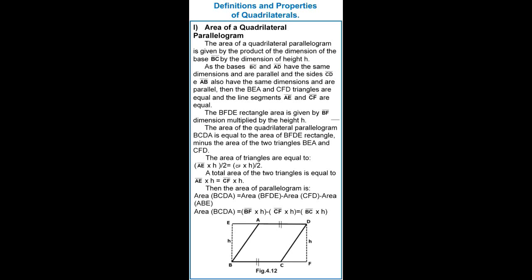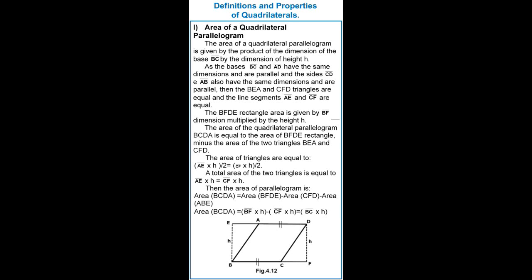In the second slide is presented the calculation of the area of a parallelogram quadrilateral. Figure 4.12 shows a parallelogram whose area is given by the product of the dimension of the base BC by the dimension of the height h. The BC and ED bases have the same dimensions, and the CD and AB sides are parallel and have the same dimensions. So the triangles BEA and CFD are the same, and the straight line segments AE and CF are equal.